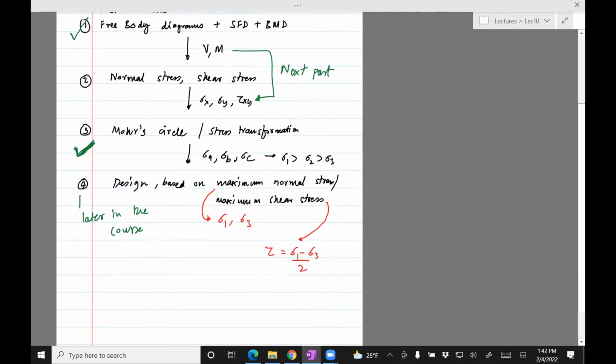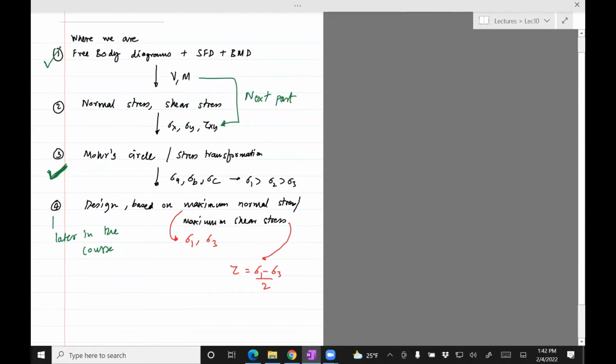So we are sort of doing design in bits and pieces. We did 1 and 3, and now we're moving to 2. That is also probably a review for you. This is using beam bending theory and shear stress theory to figure out what those stresses are. We'll do 2, and then after we know 2, I think we get the whole picture about how to compute stresses. Then we'll go to number 4.